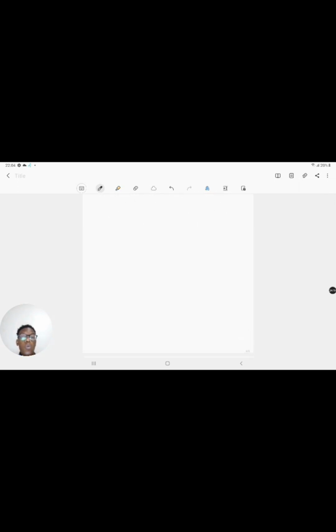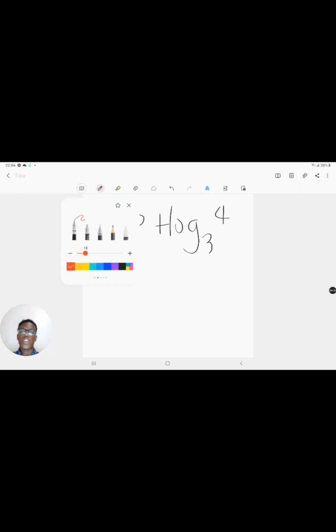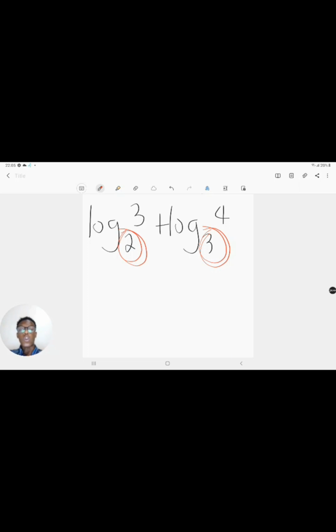Now, the law would not work in the following instance. If you've got log base 2 of 3 plus log base 3 of 4, the law does not work for this. Why does the law not work? Well, it doesn't work because the bases are different. The base for this one is 2, the base for this one is 3. So you do not use this law for this example. The bases have to be the same.